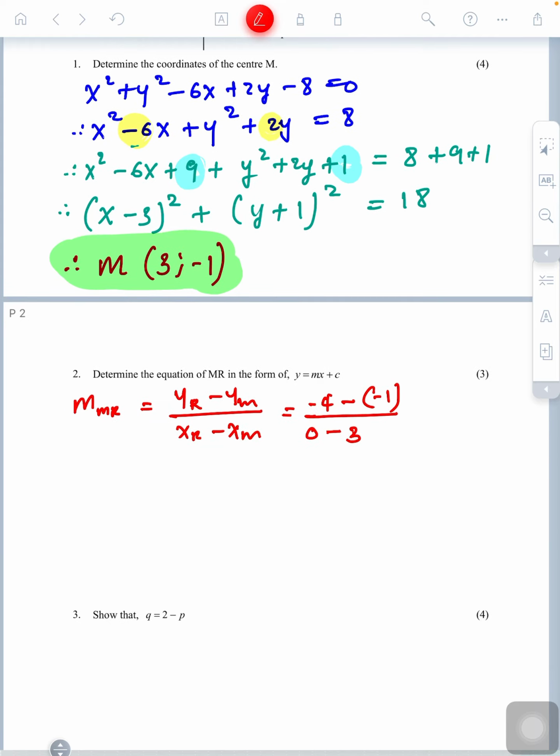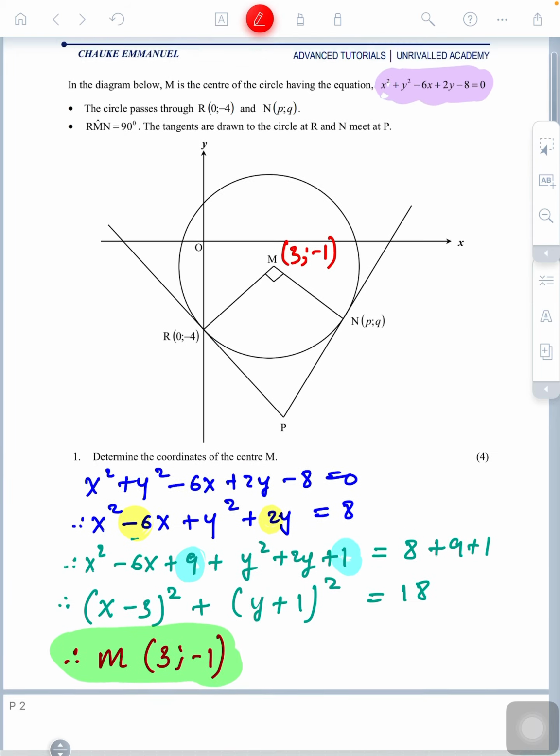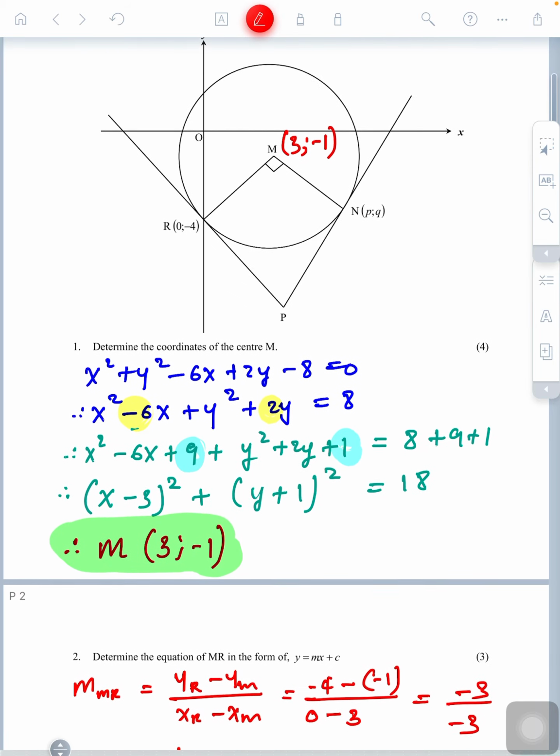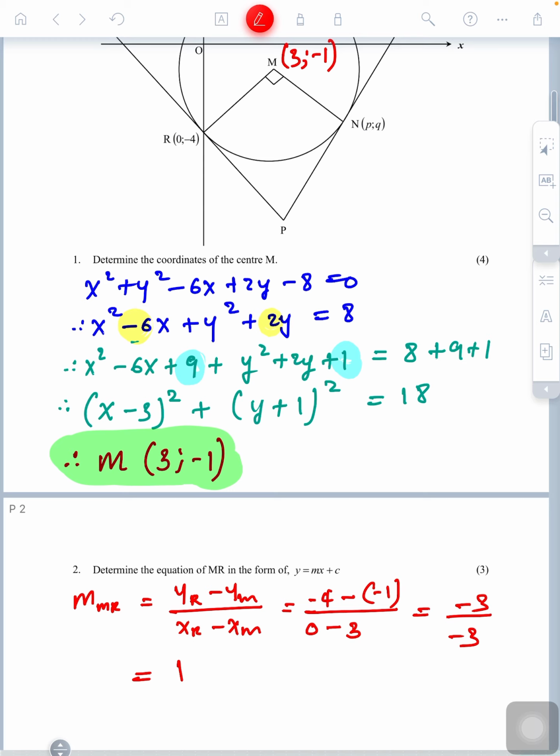So now if I work that out, it's going to give me the value in the numerator, which is negative 3 over negative 3, which then gives me the value of what? Of positive 1. So this is the gradient of MR. It's the gradient of MR. So I need to get the equation of that line MR.